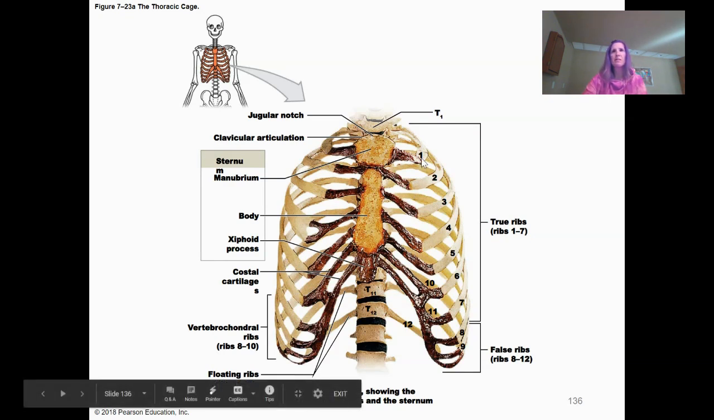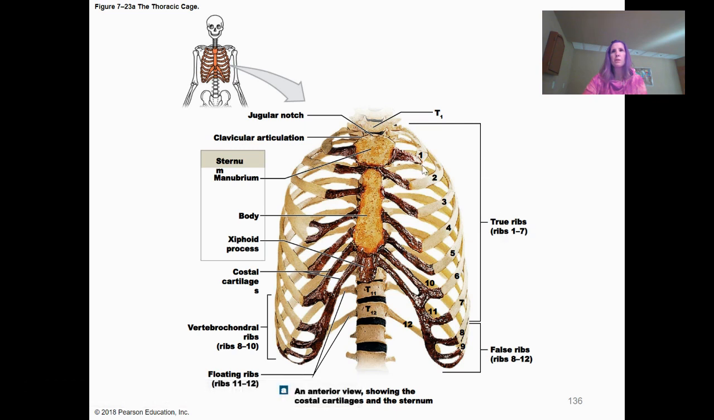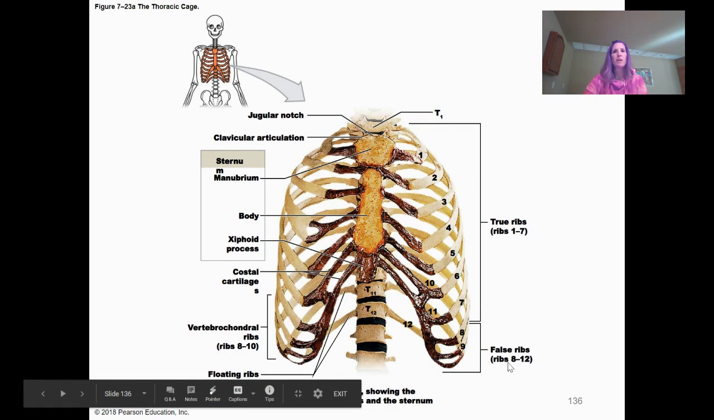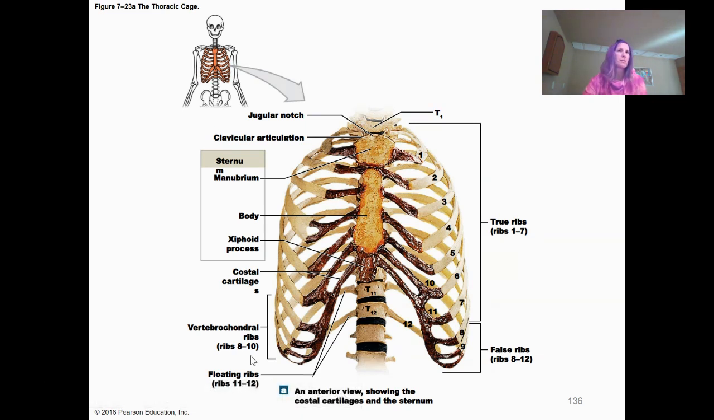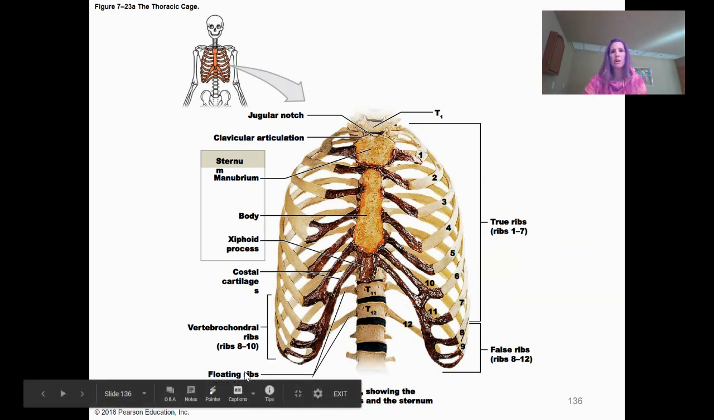So you can see here, you have the true ribs, which are ribs 1 through 7. 1, 2, 3, 4, 5, 6, 7. And then there are the false ribs, which are ribs 8 through 12. So you can see 8, 9, 10, and then there's 11 and 12. Those are floating ones. And then you can see on the left side that those 8 through 10 are called the vertebrochondral ribs. And we'll be talking about the difference between all these ribs in a little bit. And then you can also see it's labeled here, the floating ribs.